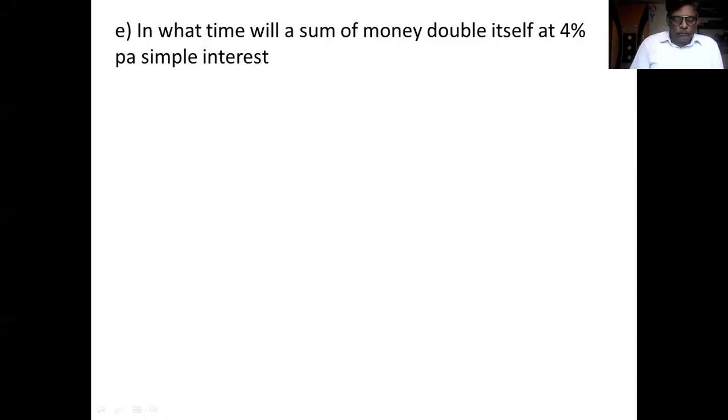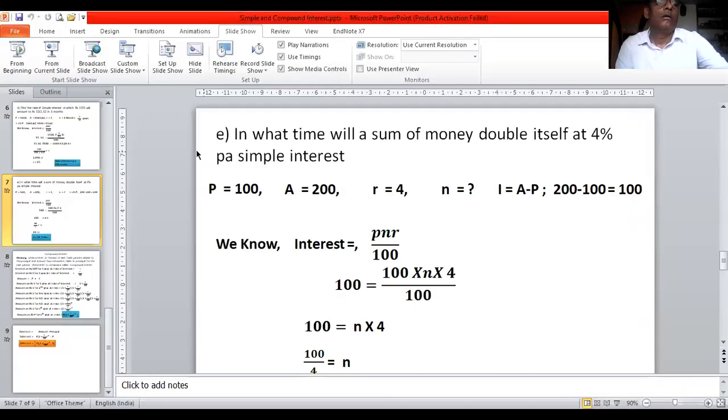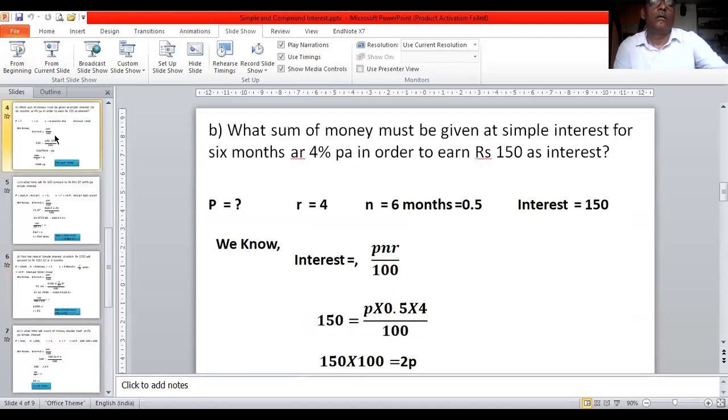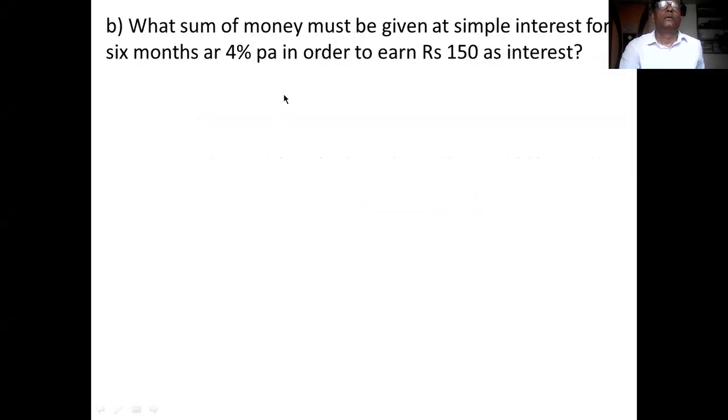Now you see this example. What sum of money must be given at simple interest for 6 months at 6% per annum in order to earn an interest of 150?